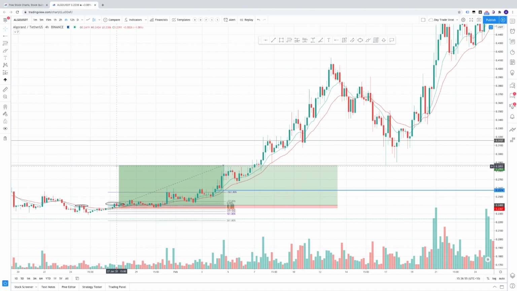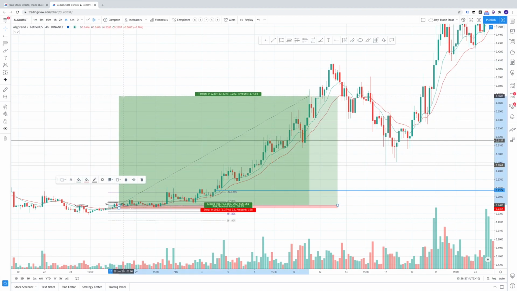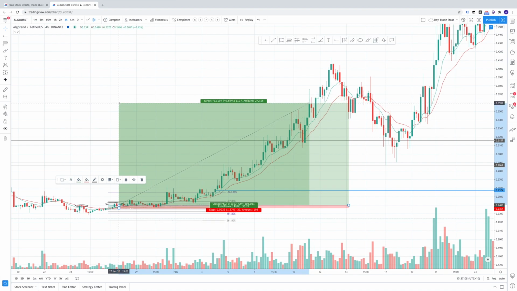So you could have stayed in this trade until this one was created and got out. Let's just say somewhere, if you got out somewhere halfway through that candle, you still would have collected a 49% profit on a spot move, which is a huge trade.